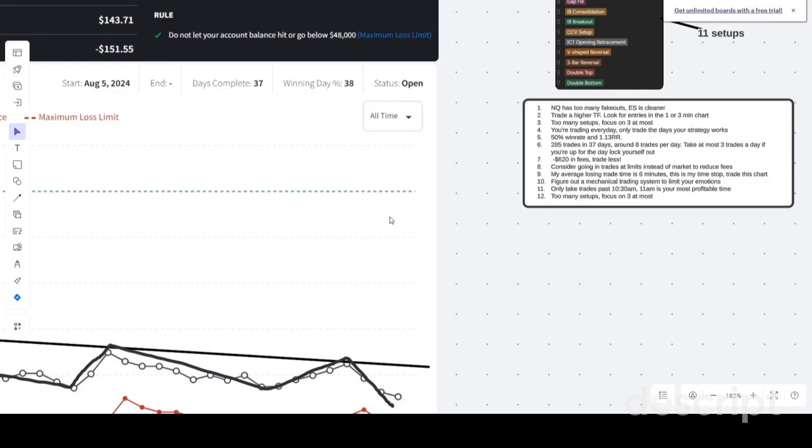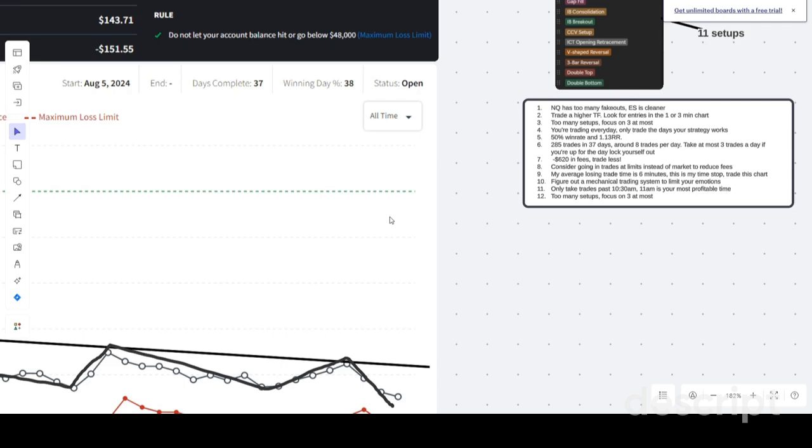But since the cost of the fees was so high, this was what ended up in a failed challenge. Two things when it comes to reducing my fees: one, taking fewer trades, and second, I'm considering going with limit orders. I don't want to go too much into details with this, but the point is that when you're taking limit orders, you're getting paid fees, right?